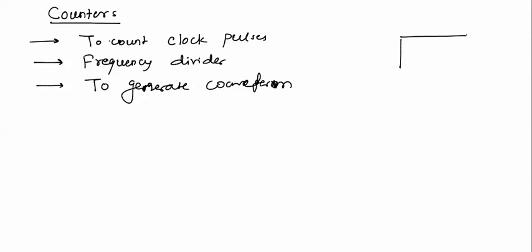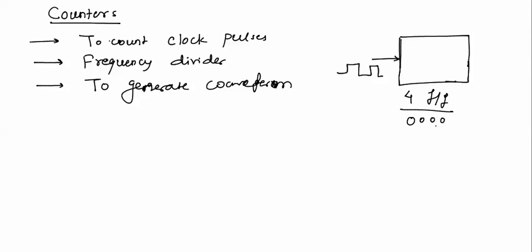Counter is basically cascaded flip-flops, which will have a clock pulse applied here, and these clock pulses will be counted. If we suppose 4 flip-flops are used, then the count will start from 0000 to 1111. Means total there will be 16 counts.